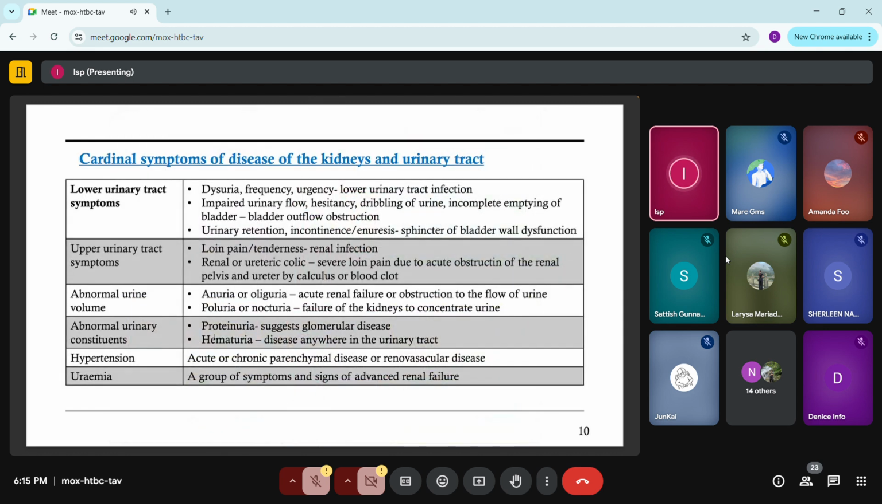Other than that, most of the time there will be no symptoms in chronic kidney disease patients.